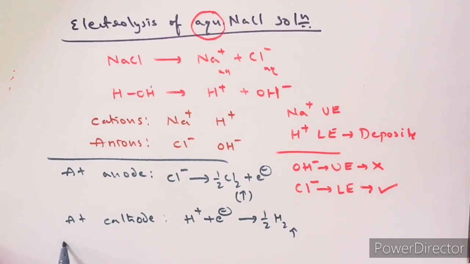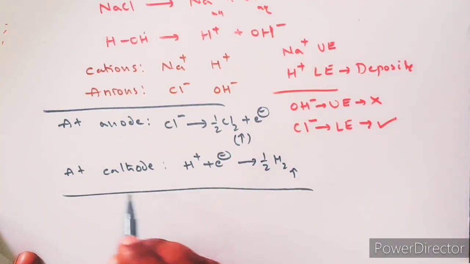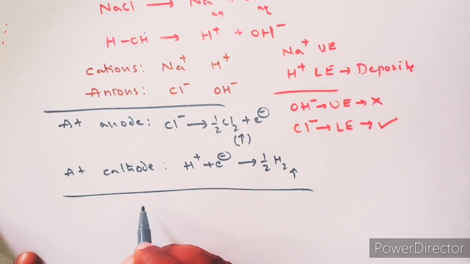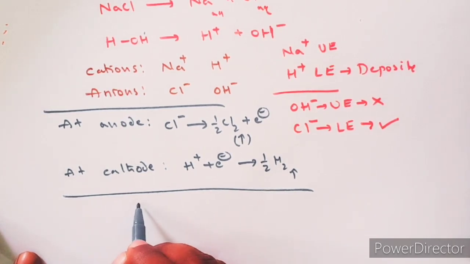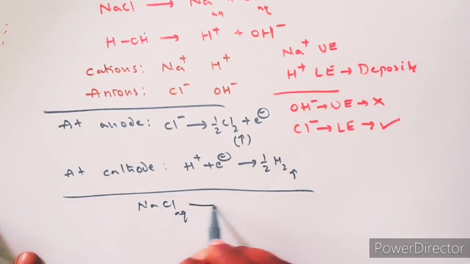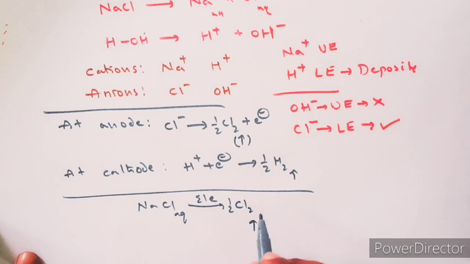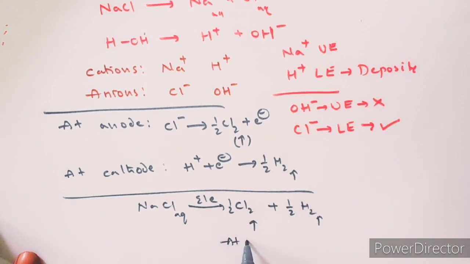If you write the net reaction, how can you write it? In the electrolysis of aqueous sodium chloride solution, during the electrolysis process, at the anode electrode chlorine gas is liberated, and at the cathode electrode hydrogen gas is liberated. Where is the chlorine gas liberated? At the anode. And where is the hydrogen gas liberated? At the cathode.